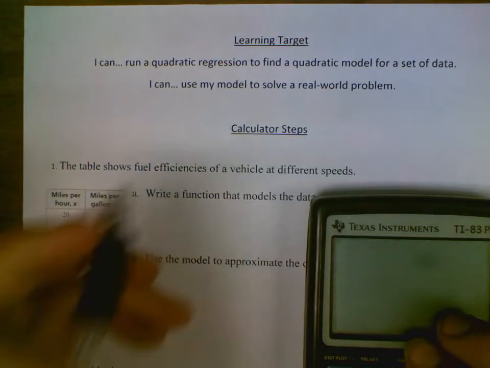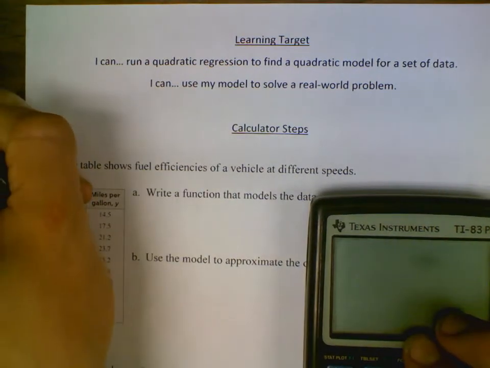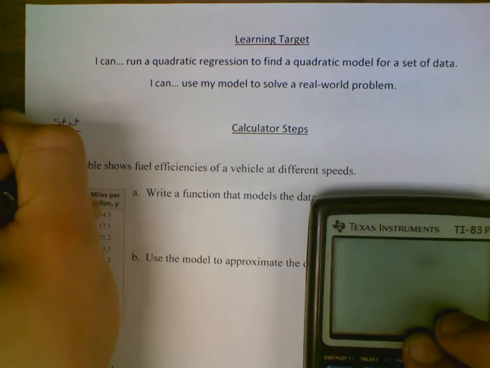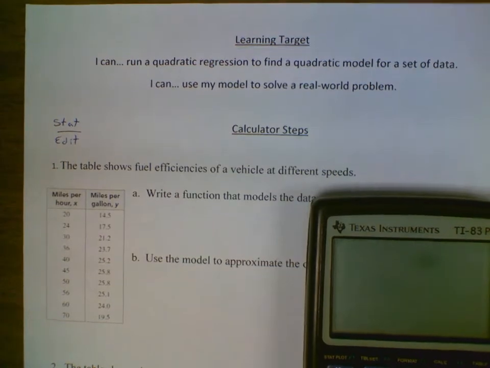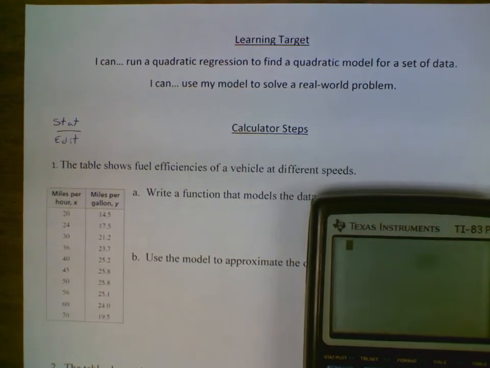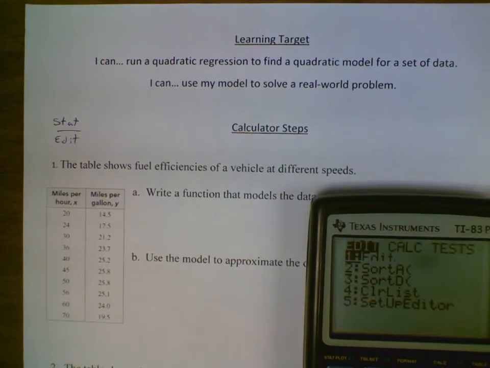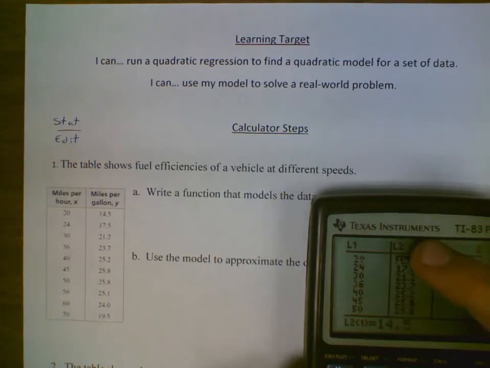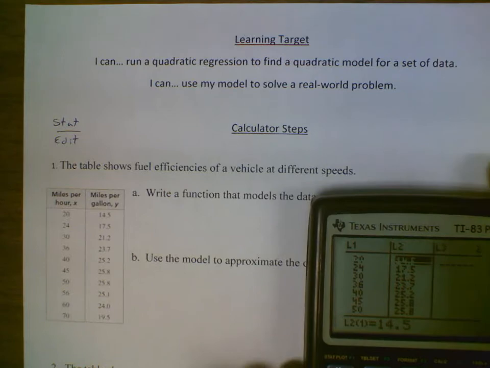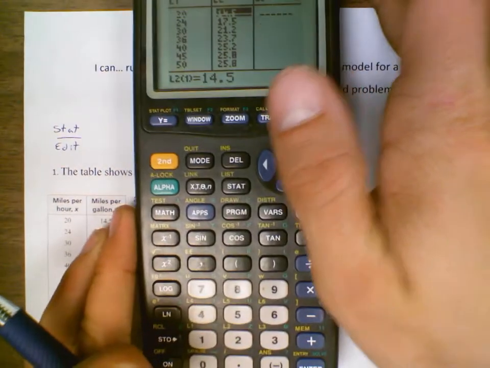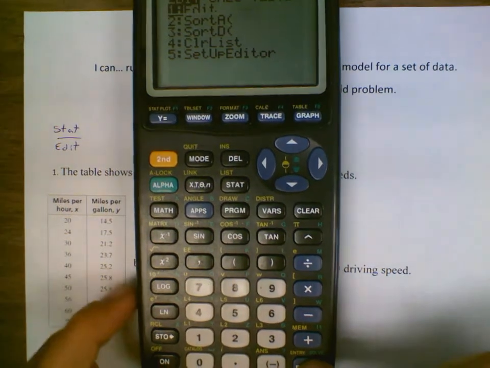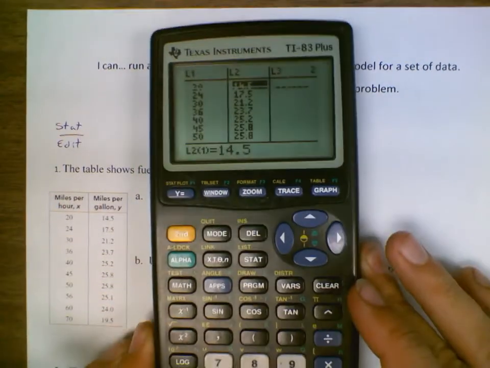So the first calculator step is we're going to go into stat and we're going to edit. Okay, that's the first step. This is just like linear regression. So when your calculator's on, you're going to click stat, you want to hit enter on edit. We want to put the x values in L1, we want to put the y values in L2. Just to show that again, I clicked on stat, and I hit enter to go into edit. Okay, so this is the edit screen.